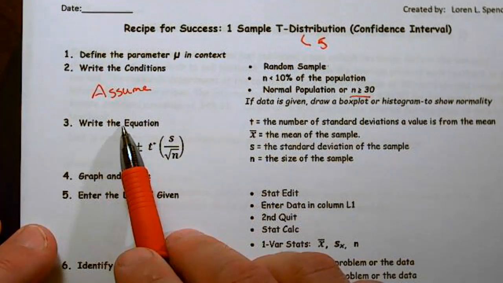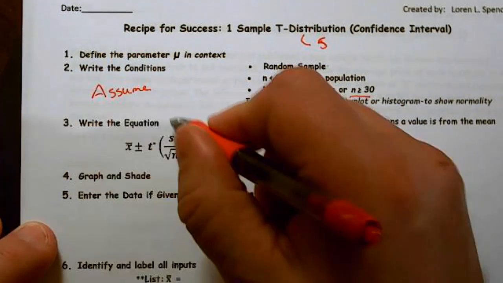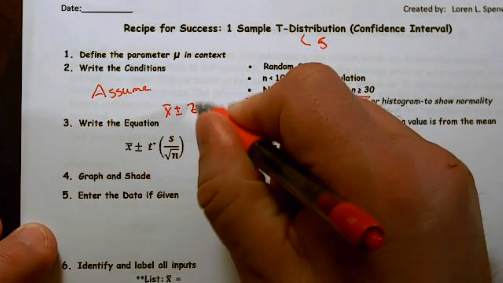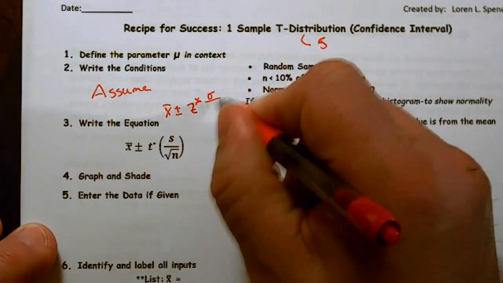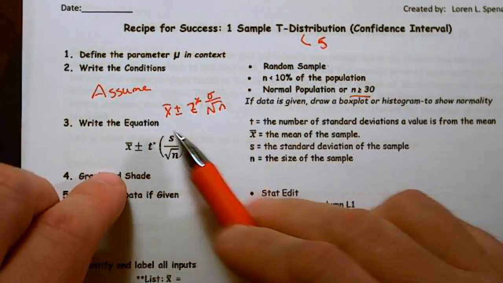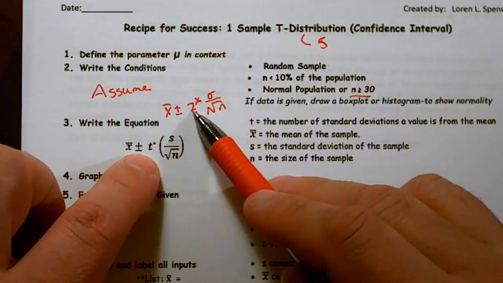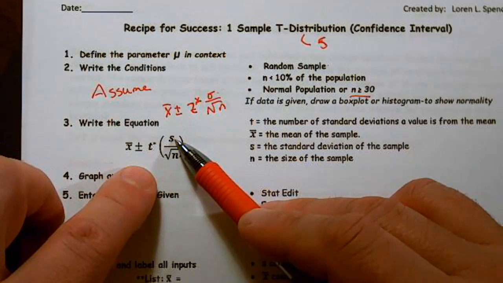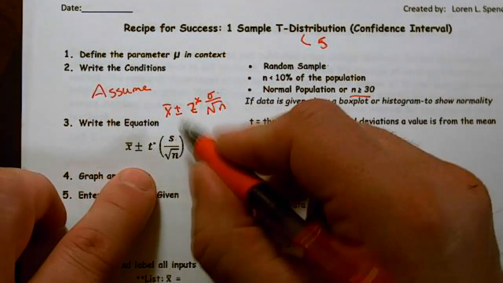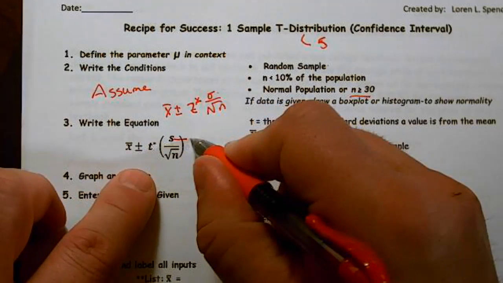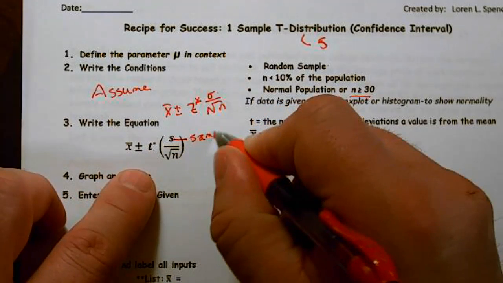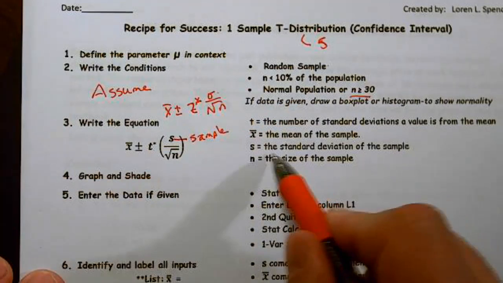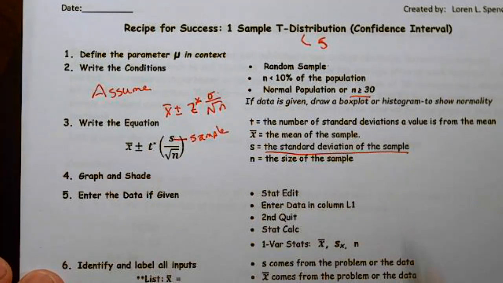The next thing is we'll write our equation, and please note, when we were working with the z, we had x bar plus or minus z star sigma divided by the square root of n. X bar is the same. We changed from a z to the t because this has the standard deviation of the population, and this has the standard deviation of the sample. Having the standard deviation from the sample is what makes this a t-distribution.